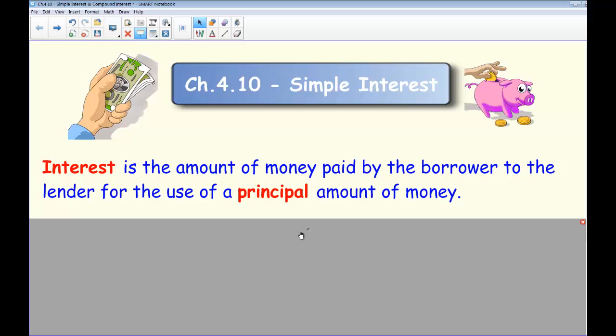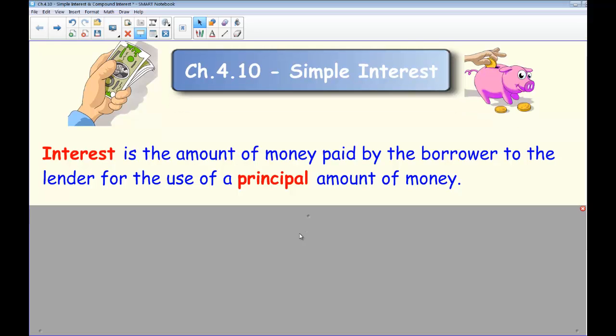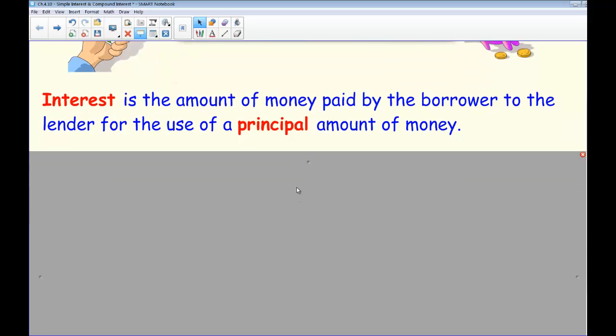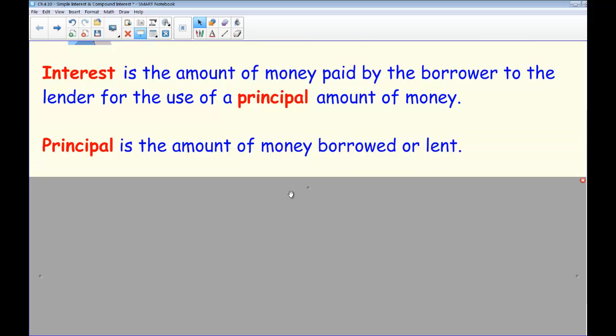On the other hand, if you go to the bank and you borrow money for a loan or a mortgage or something like that, then you would become the borrower and you would need to then pay interest for the amount of money that you borrowed from the bank. Now, the principal amount of money refers to the amount of money that is borrowed or lent.